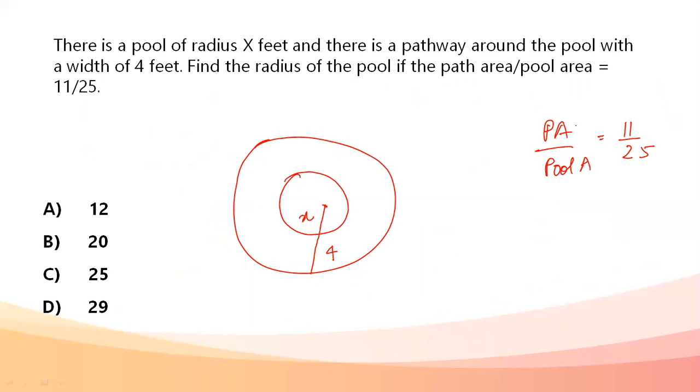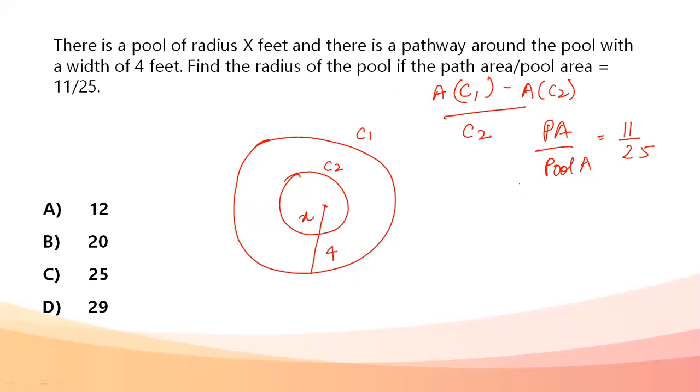Okay, now path area divided by pool area is 11 by 25. What we are directly going to do is, see, pi would be cancelled out. How I can find the path area is, if it is C1 and C2, C1 is my outer circle, C2 is my inside circle. Path area I'll be finding is area of C1 minus area of C2. If I do that, I'll have the path area. And pool area is your C2 directly. This is what I have to do.